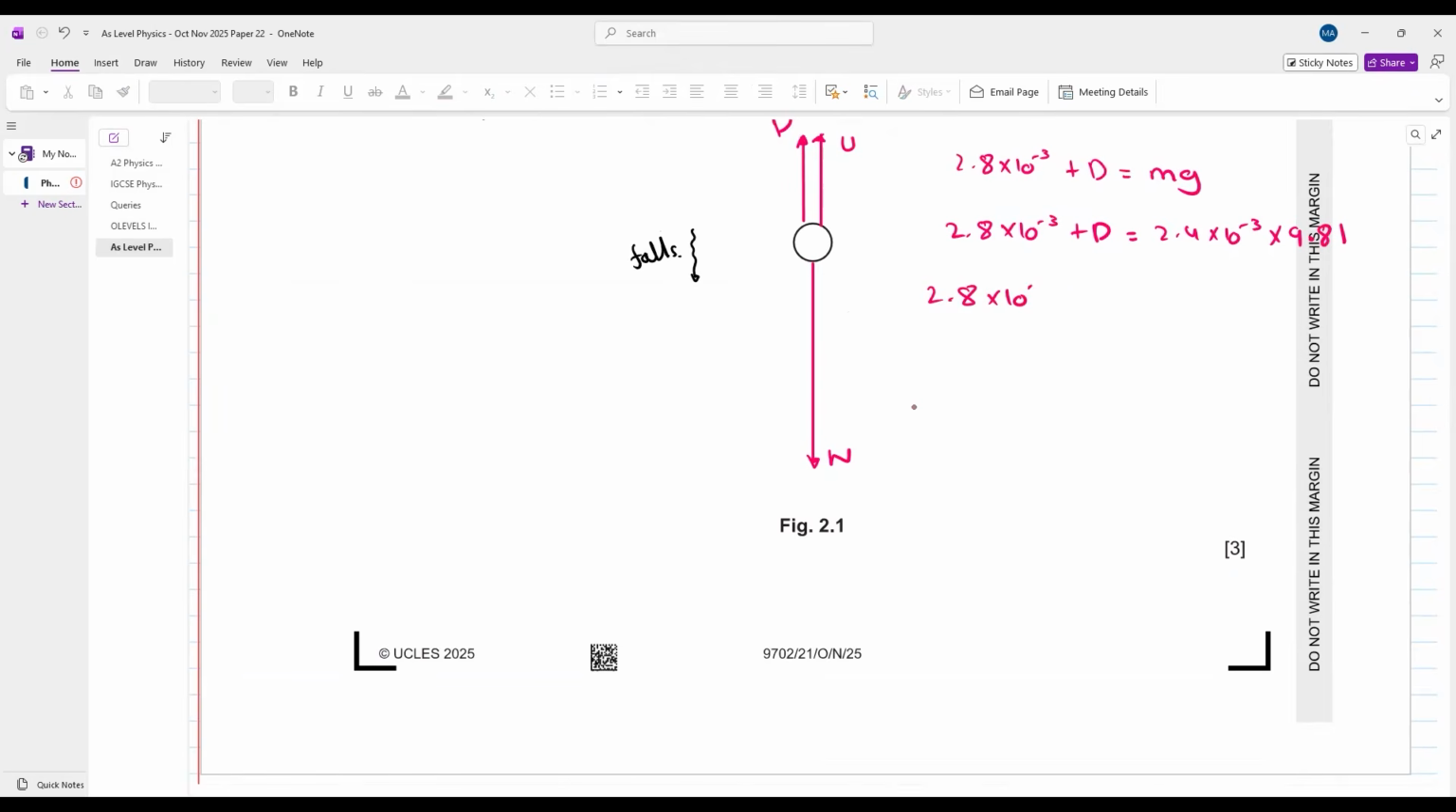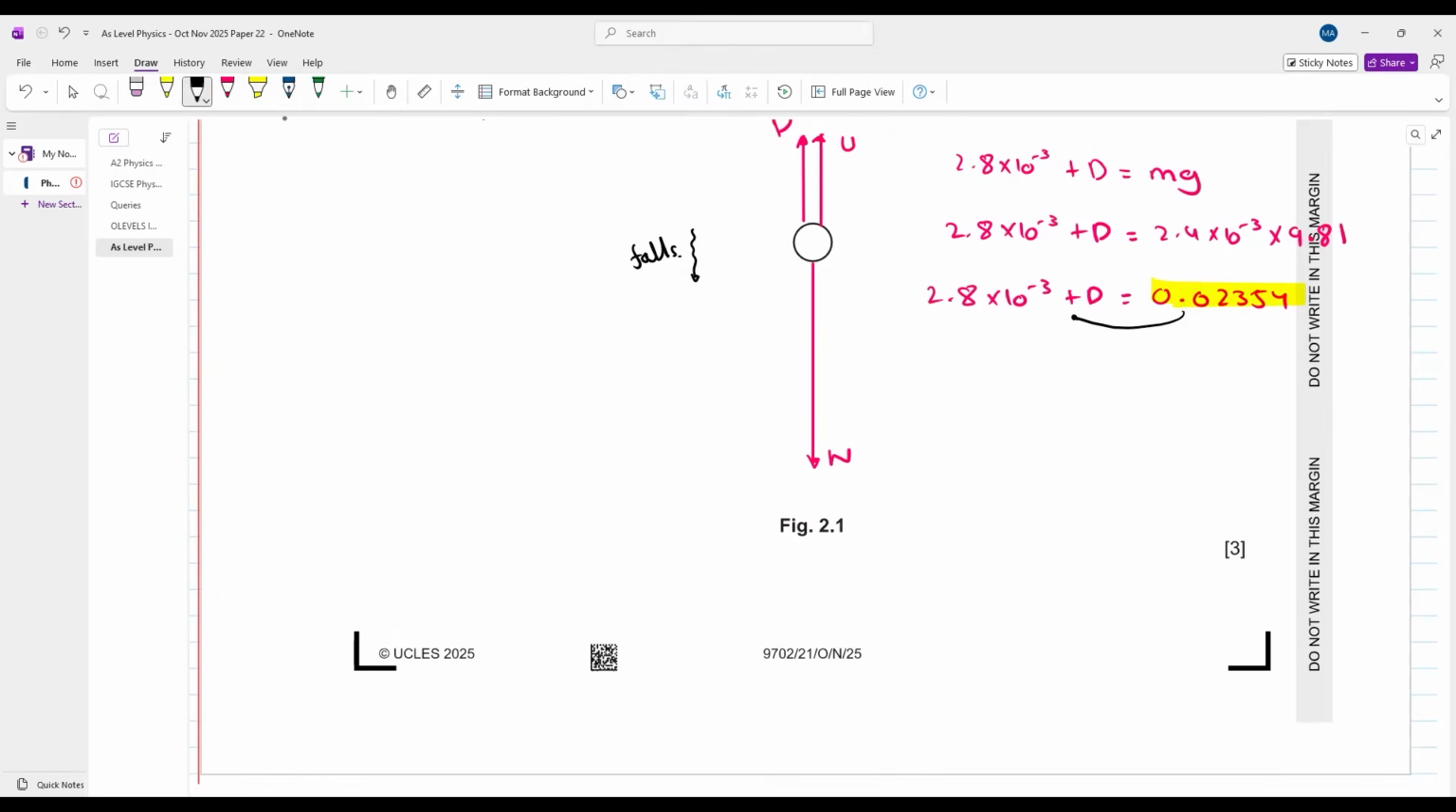2.8 10 raised to the power of minus 3 plus drag force. ये आंसर क्या आ जाएगा? राइट साइड पे 2.4 10 raised to the power of minus 3 9.81. This comes out to be 0.02354. Let's take it to the other side. Let's take this entire 4 significant figure to the left side.